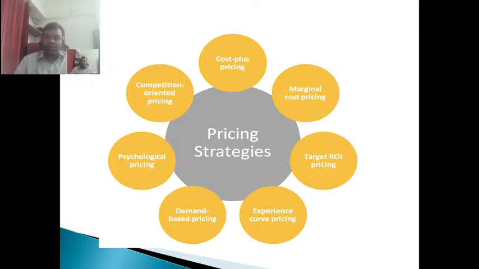Okay. Target return on investment pricing. Everyone has some target, like a business organization. Suppose they are entering into a brownfield or greenfield. Greenfield is where there is no competition, where you can charge anything which you want.